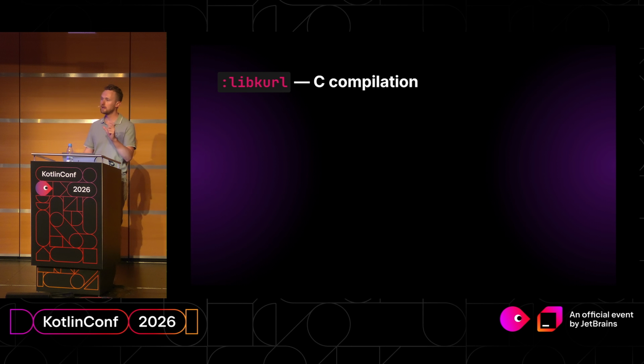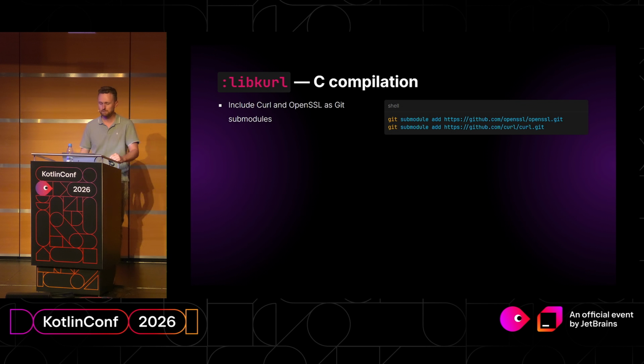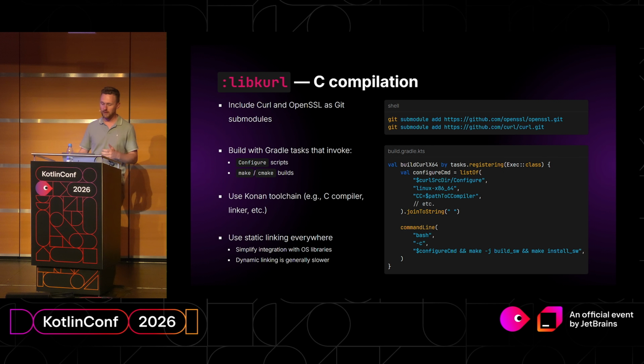All right, so let's dig into that libcurl module a little bit and talk about the C compilation and how that's going to work with our Kotlin native executable. My initial attempt to do this would be to include curl and OpenSSL as submodules of my own Git repository. This would be so that I could then build those libraries as part of my overall project build by creating Gradle tasks that invoke the configure scripts and the CMake builds for each of these libraries.